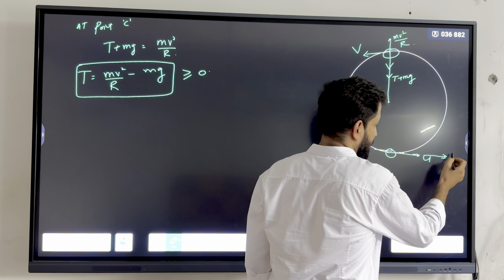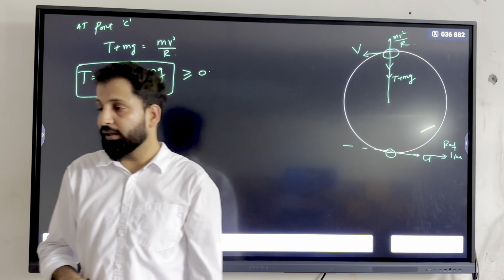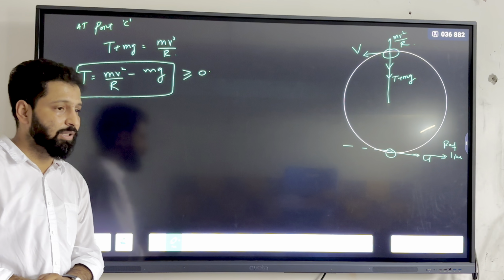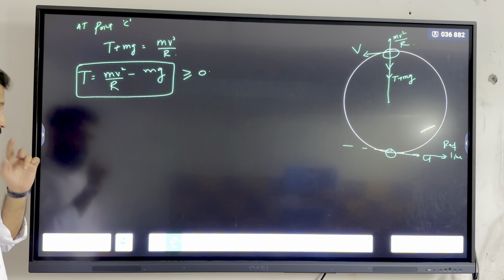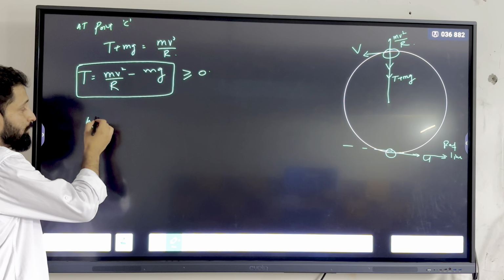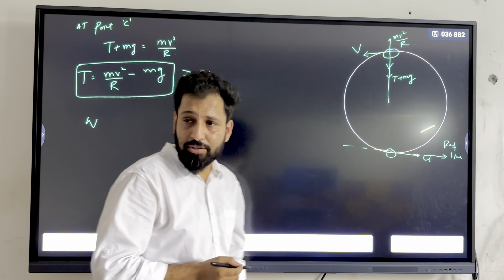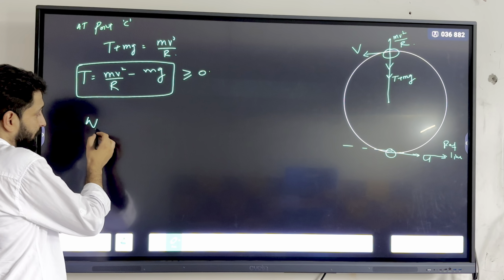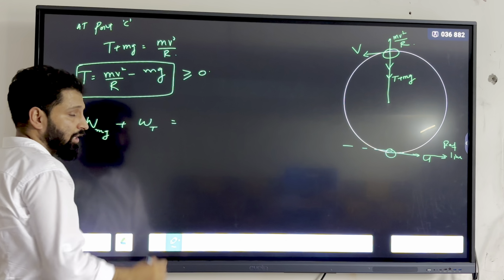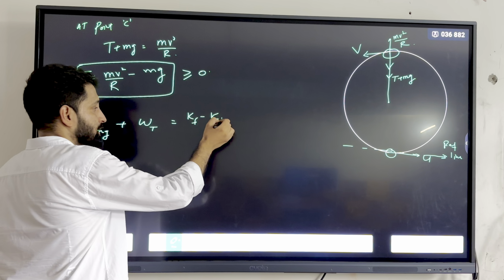Let this be the reference line. That means if we are taking the reference line here, we will assume that the gravitational potential energy here will be 0. Okay? So by applying the work energy theorem, we know that the work done by all the forces. How many forces are there? There is one force mg and another force tension. So we can say that work by mg plus work done by tension is equal to the change in kinetic energy, so that's K final minus K initial.